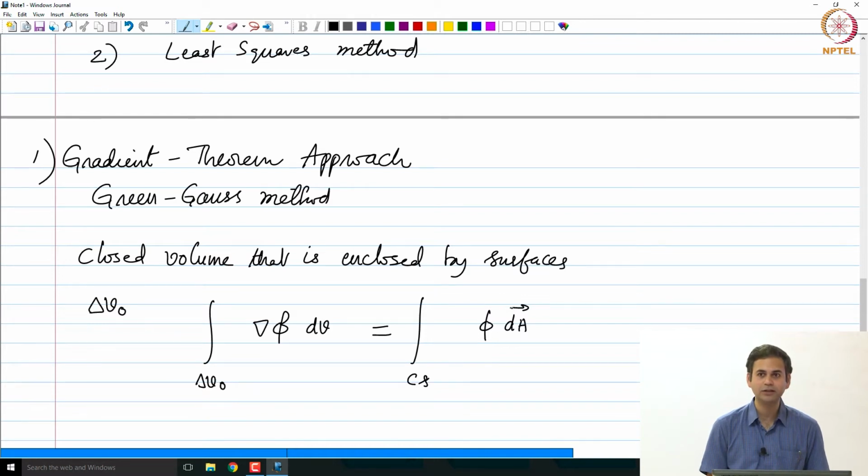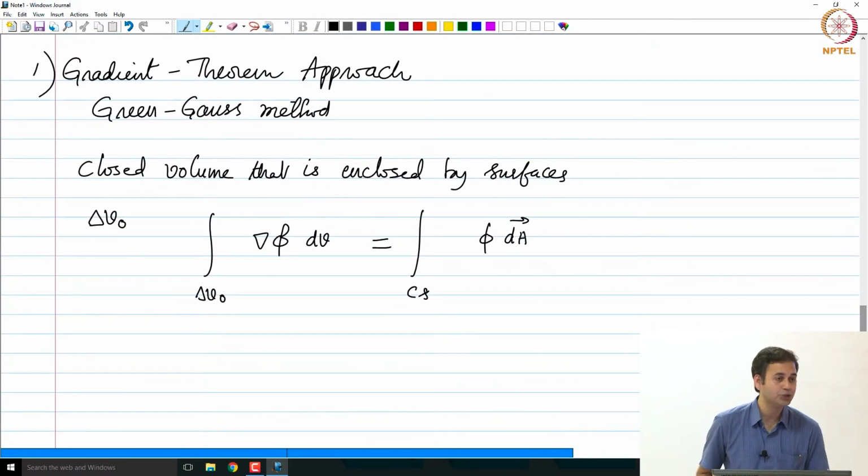Is it correct dimensionally? What is on the left hand side? You get a vector, the gradient of a scalar. What is on the right hand side? It is also a vector. You are adding the phi essentially on all the areas, you are summing it up.